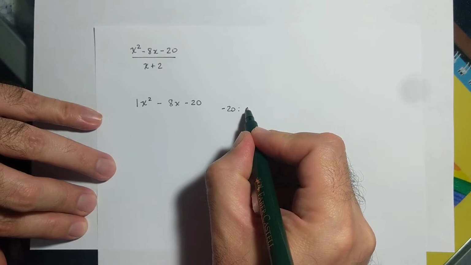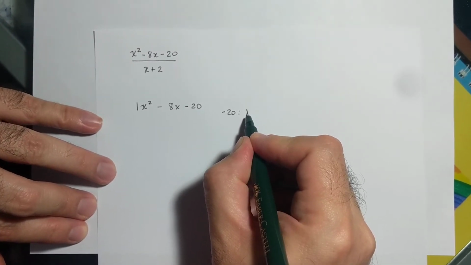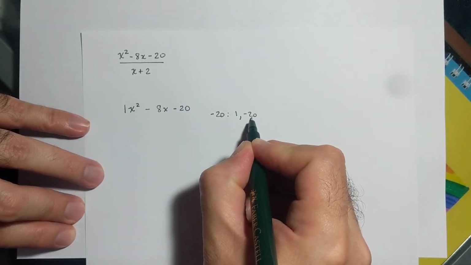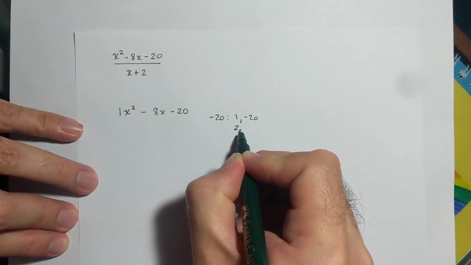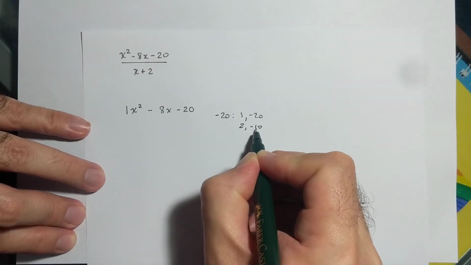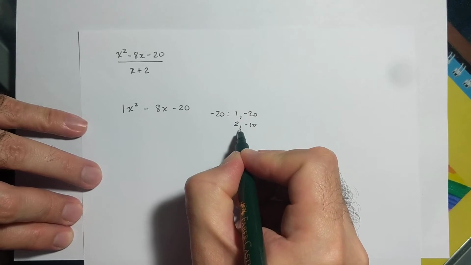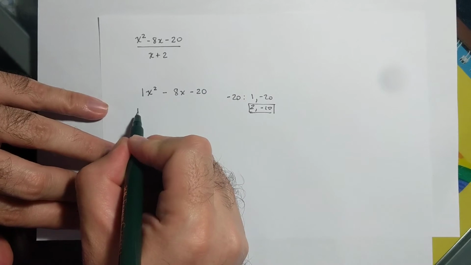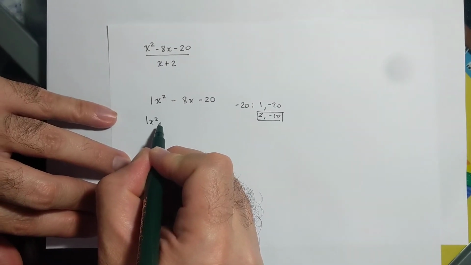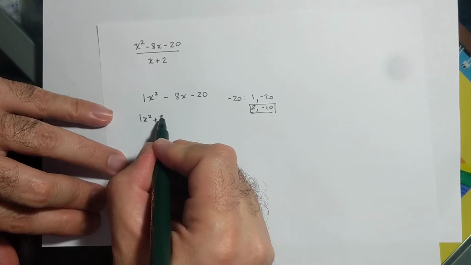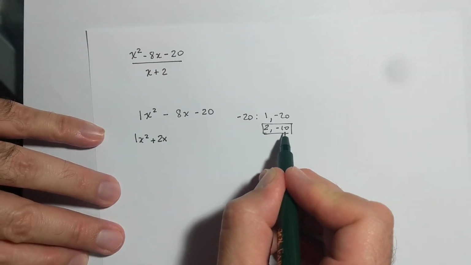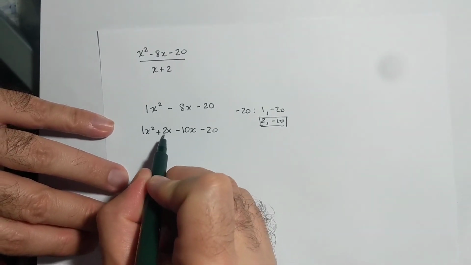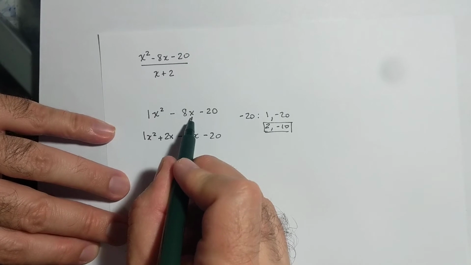So two numbers that multiply to give negative 20, one positive, one negative, and added gives negative 8. So we could try, for example, 1 and negative 20, but when we add them, that's just negative 19. How about 2 and negative 10? When we add them, that's negative 8. Oh, that's exactly right. So we use these two numbers. So we rewrite 1x squared plus 2x minus 10x minus 20. See that 2x minus 10x is the negative 8x.